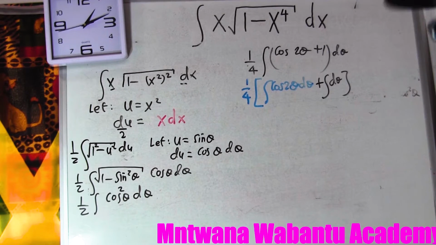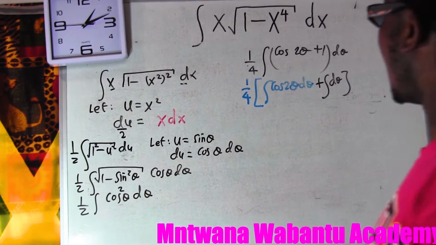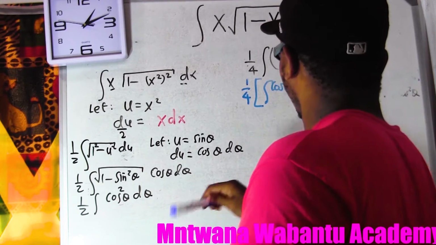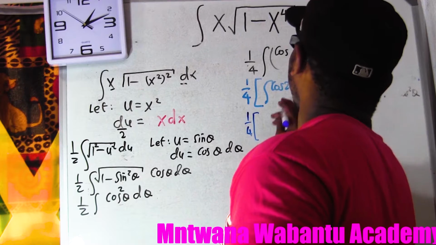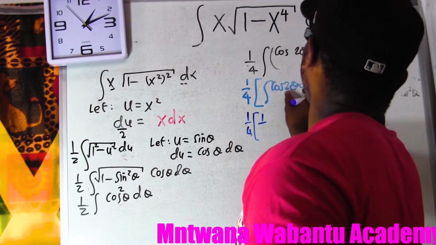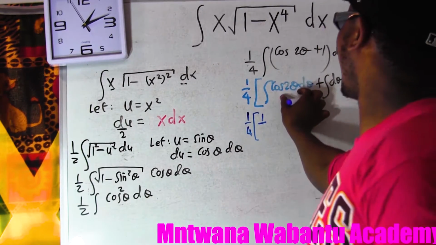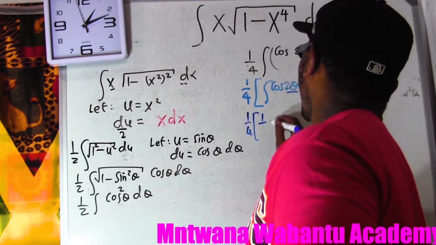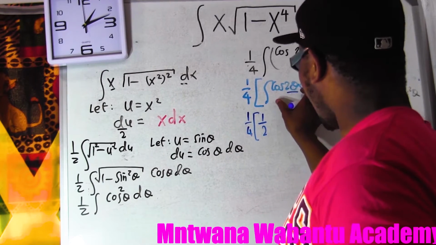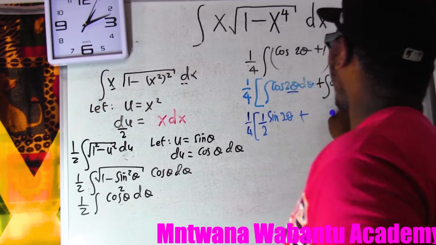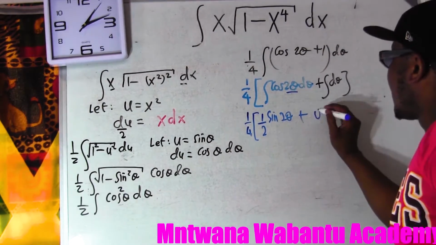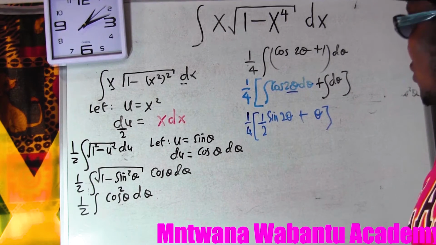This one is easy. What I'm going to say here is go to 1 over 4. Okay, let's integrate. So first and foremost, it's going to be 1 over the derivative of whatever is in front of the trig function, which is, when you differentiate 2 theta, you get 2. And then when you integrate cos 2 theta, you get sine 2 theta. Okay, and then plus, when you integrate d theta, you get theta. Okay, now the integration is done.